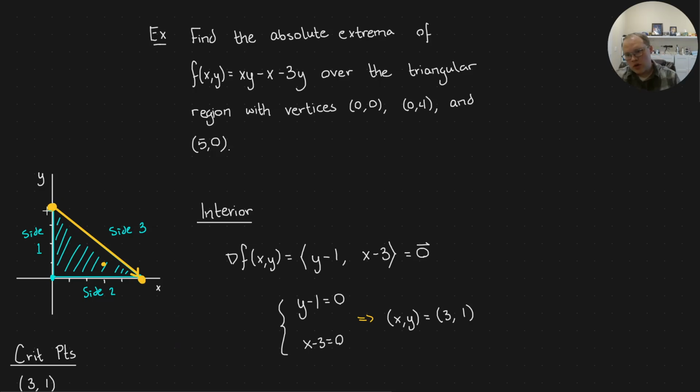So I'll start at 0, 4. That's the point I'll use in my parameterization, 0, 4, plus t times the direction vector. If I want to end at 5, 0, and I want to start at 0, 4, then 5, 0 minus 0, 4 will be 5, negative 4. That's my direction vector: end minus start.